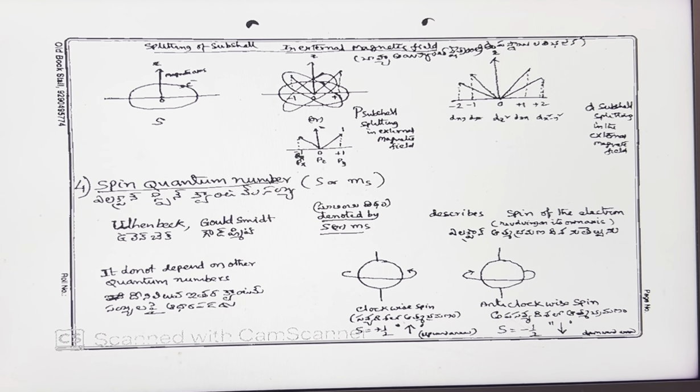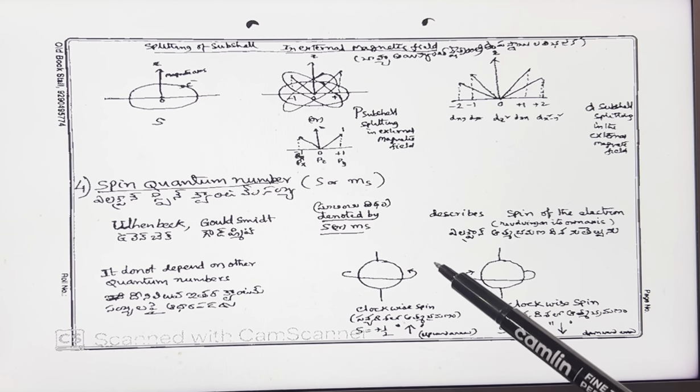Plus half is given for clockwise spin, when the electron has a clockwise spin, and that is denoted by an upward arrow. When the electron has an anti-clockwise spin, that is denoted by a downward arrow, and the S or ms value is minus half.